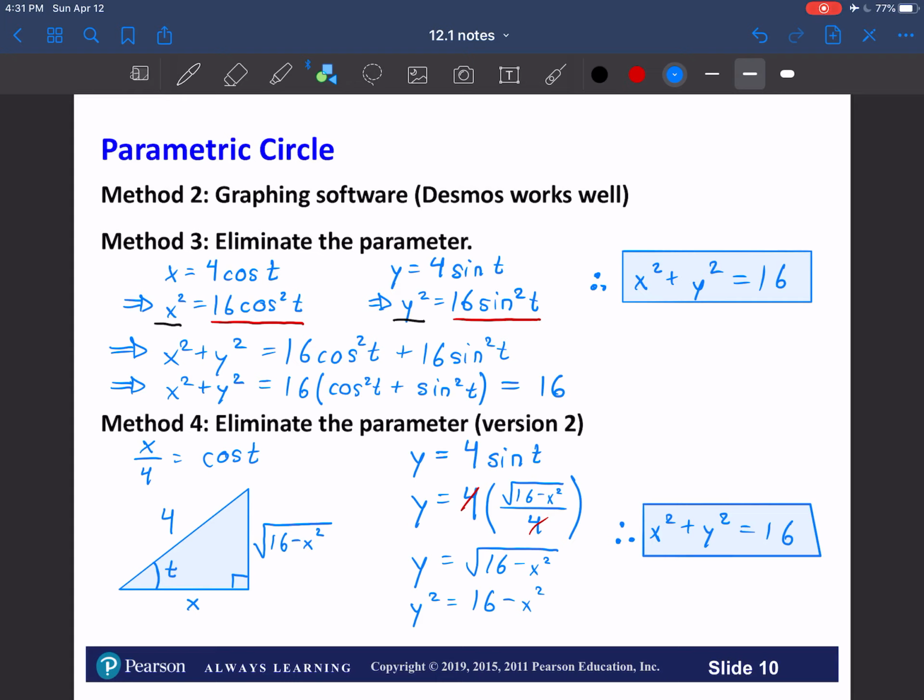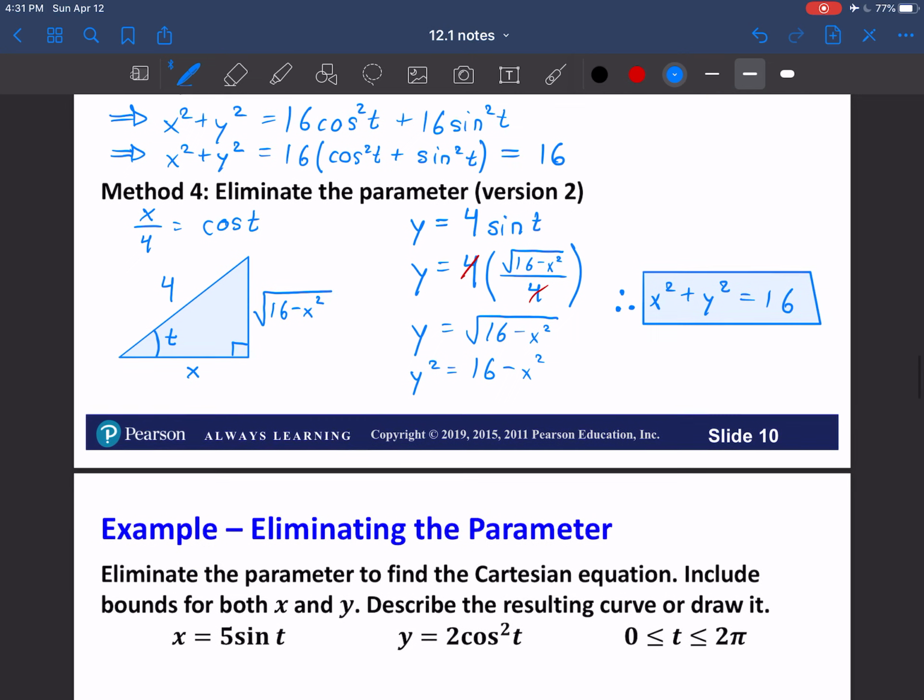So we eliminated the parameter in 2 different ways on this problem. The first way was we just squared both sides, added them together. Notice that sine squared plus cosine squared is 1, and factor out that 16. Second way, we used a triangle and plugged this triangle's information in for sine of t, and eventually we're able to conclude that x squared plus y squared equals 16.